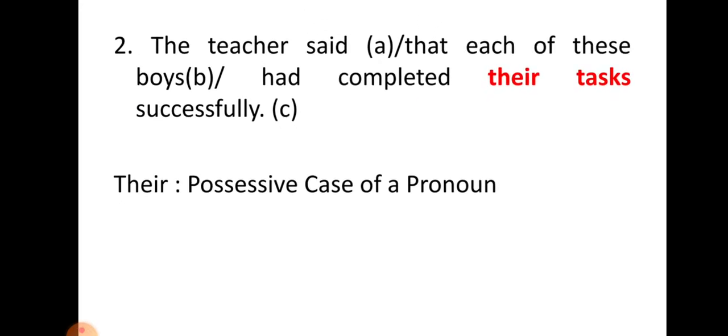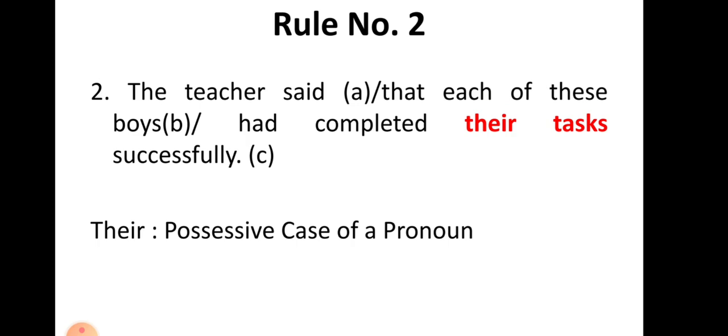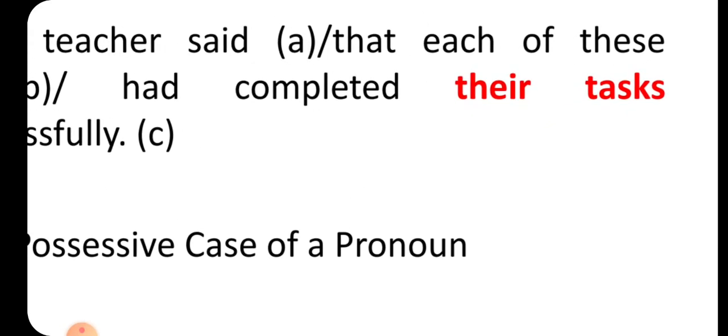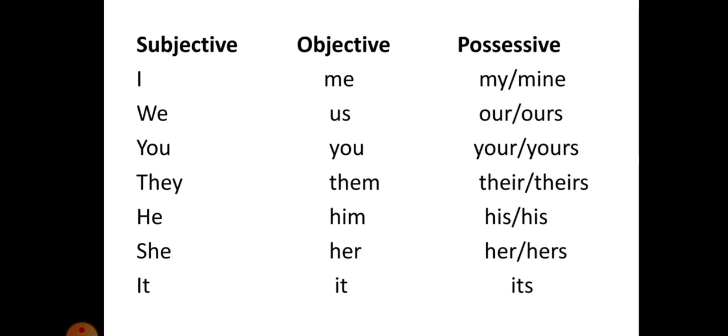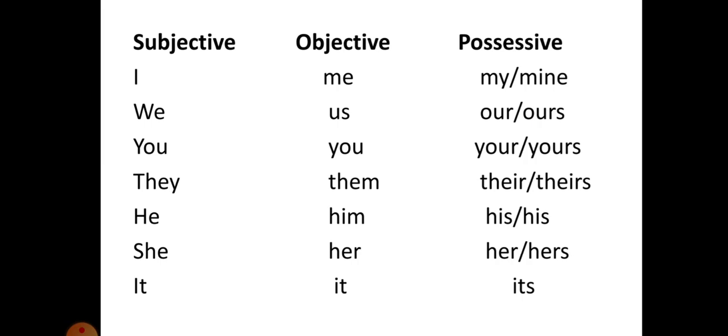Next question. Question number 2. The teacher said that each of these boys had completed their task successfully. Now here you have used another pronoun, THEIR. What is their? Their is a possessive case of the pronoun they. So let's try to understand what is meant by possessive case. You have I subjective, objective is me, and possessive case of I is either my or mine. For we, it is our or ours. For you, it is your or yours. For they, it is their or theirs. For he, it is his. For she, it is her or hers. And for it, it is its.